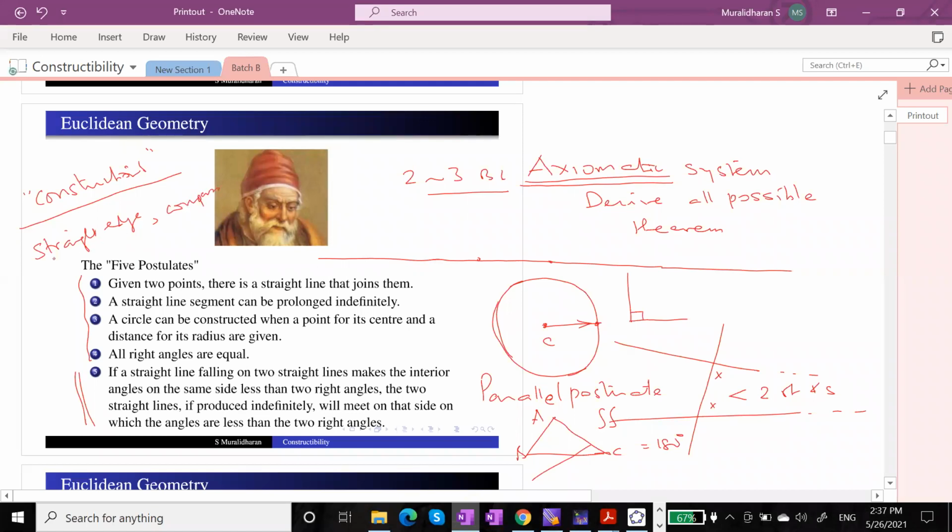So what figures we can construct using only a straight edge and a compass has been investigated in Euclidean geometry on many occasions.